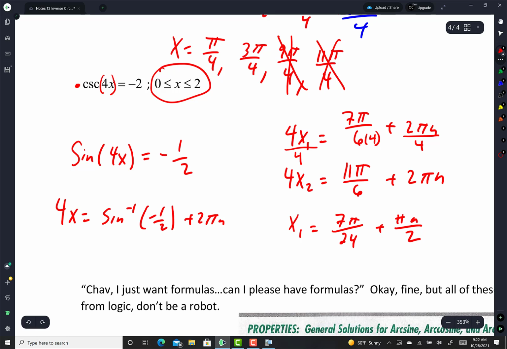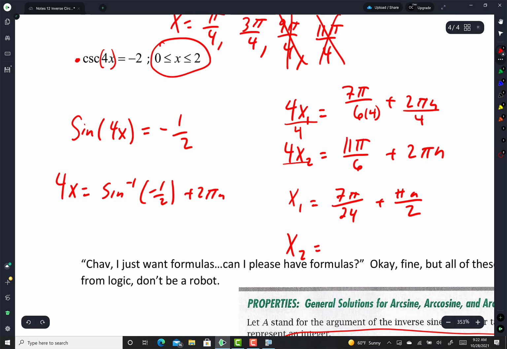And we're going to talk about how do we know what's what. x2, divide by 4, divide by 4, divide by 4. So 11 pi over 24 plus pi n over 2. Don't worry, we're almost done. Catch up to here.